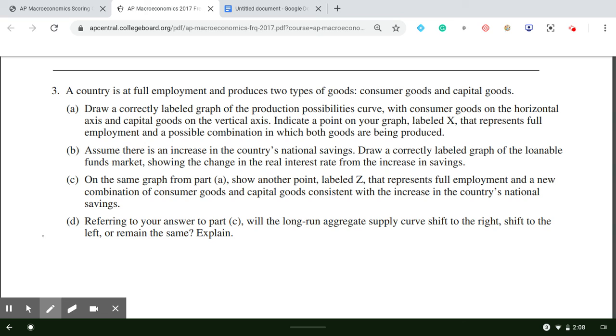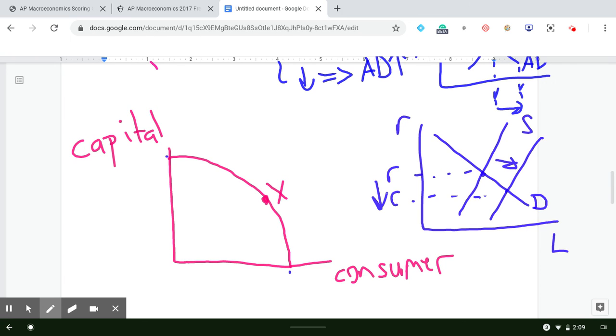On the same graph in A, show another point labeled Z that represents full employment in a new combination of consumer goods and capital goods, consistent with the increase in the country's national savings. Okay, so what's happening here? Hmm. So if savings increases, I think this is what will happen.